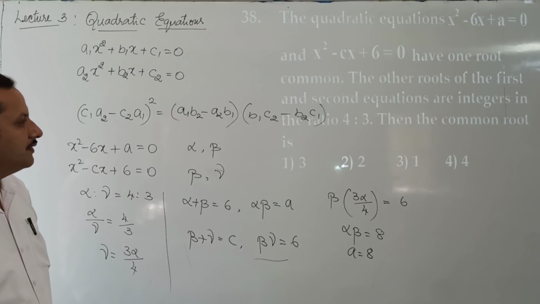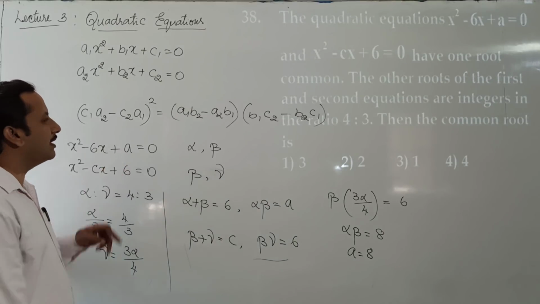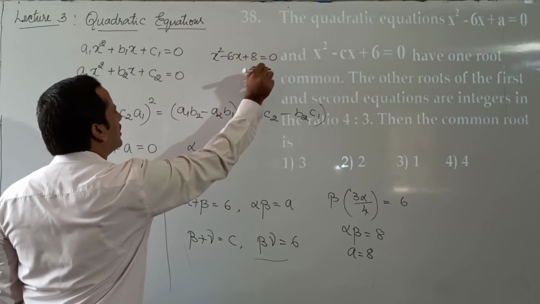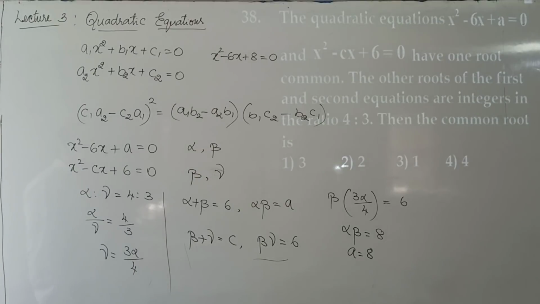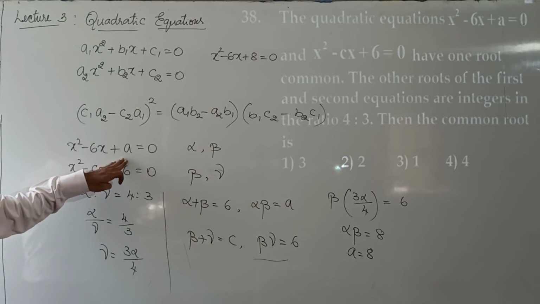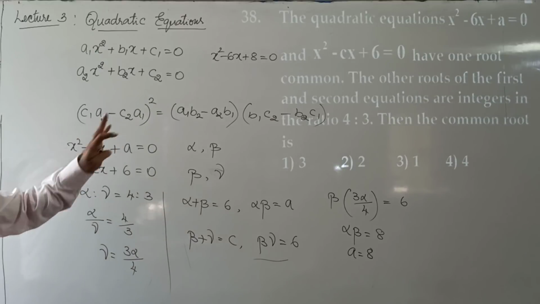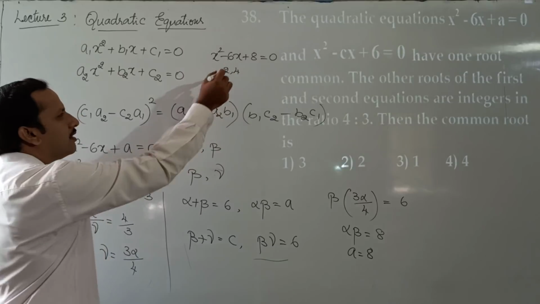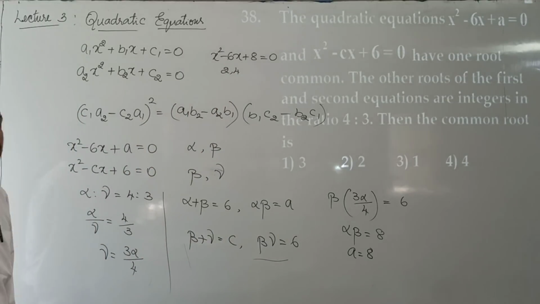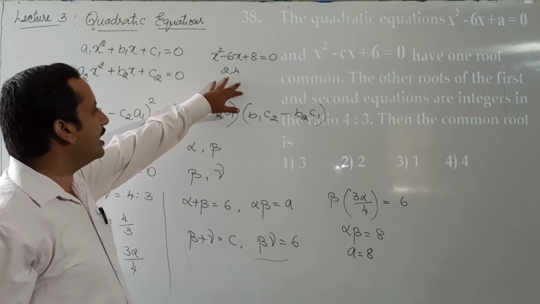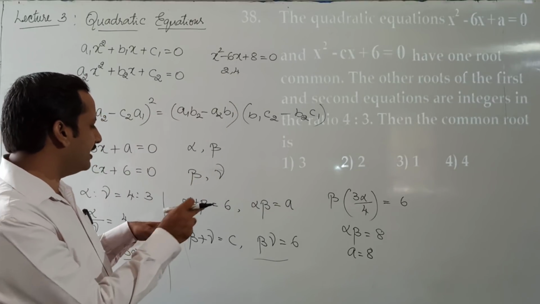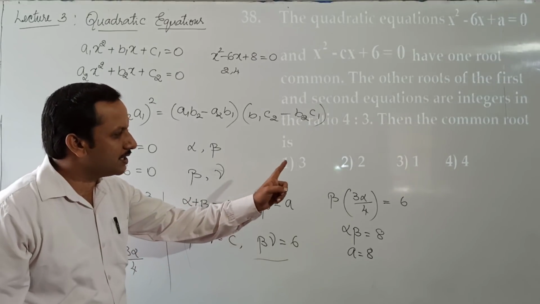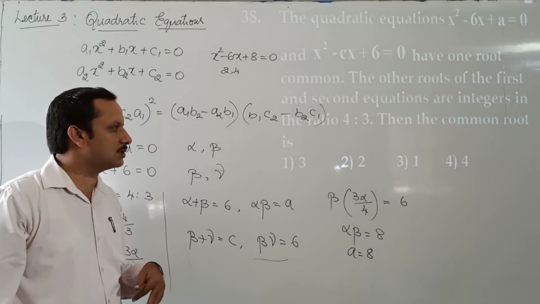So the first equation will become x² - 6x + 8 = 0. In place of a, I am writing 8. Okay. So x² - 6x + 8 = 0 means its roots are 2 and 4. On factorization you will get (x - 2)(x - 4) = 0. So 2 and 4. But we don't know whether alpha is 2 or beta is 2. And in the options, both are there, 2 is there, 4 is also there.